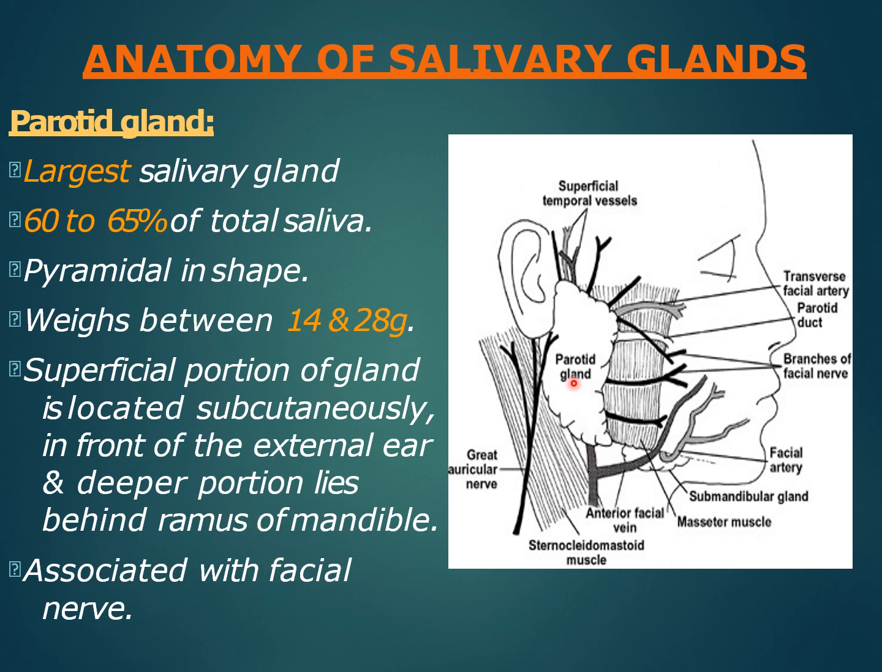This is the parotid gland. It has the shape of a pyramid. Its weight is 14 to 28 gram. It has a superficial portion lying in front of the external ear. This is the external ear. The superficial portion lies in front of the external ear and the deeper portion lies behind the mandible.